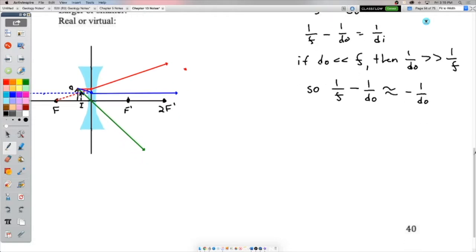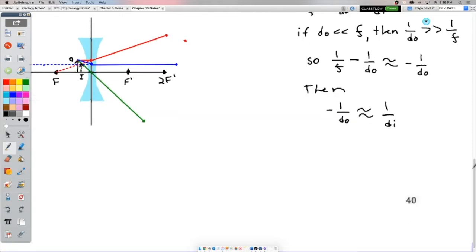Okay, well then, what do we have? The negative 1 over d_o, which is just the left side of the equation up here, is approximately equal to 1 over d_i. So then, flipping both sides, we have negative d_o could be approximated as d_i.